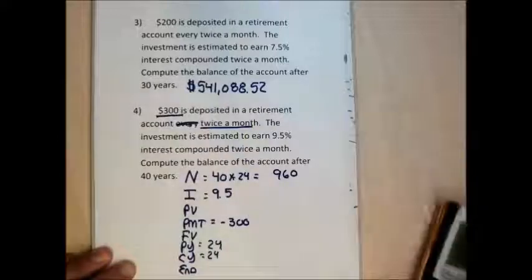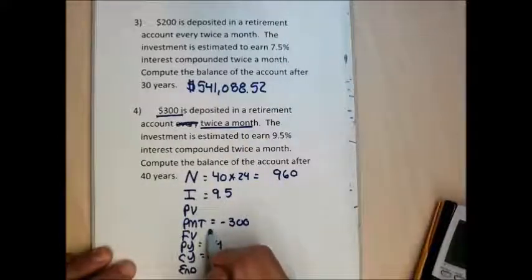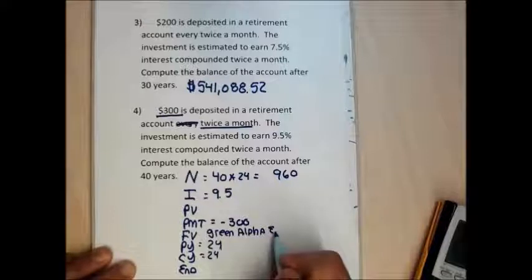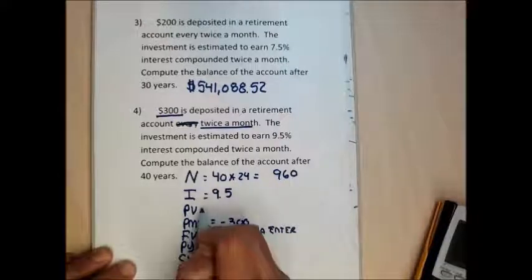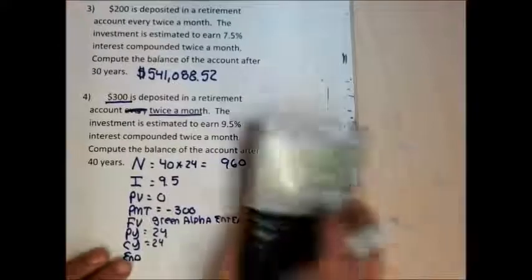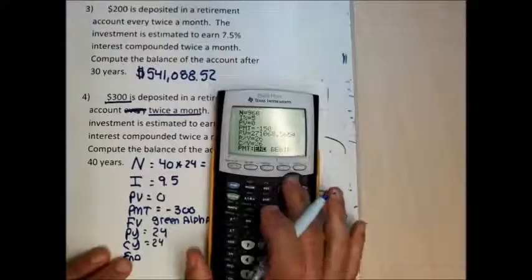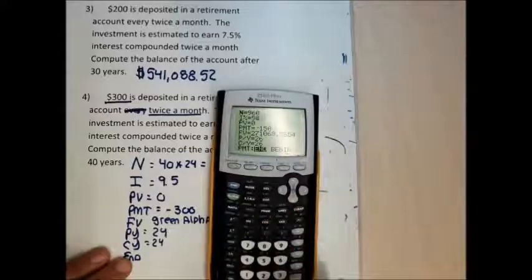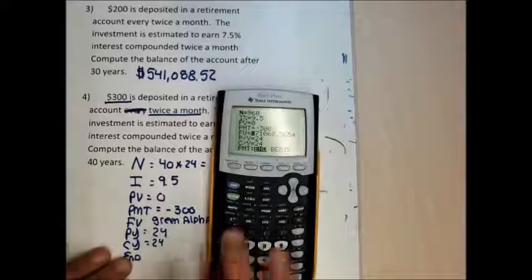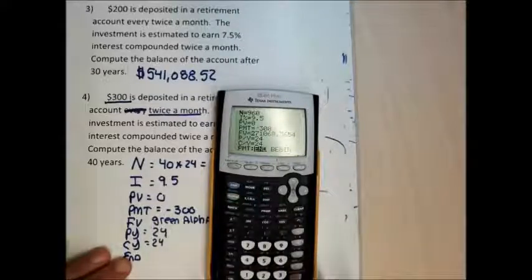Yeah. Again here, I'm going to green alpha and solve this for the future value because I want to know how much money I have in the future. For the PV, I'm going to put 0 because that's any money you would have initially saved up, which I don't have any. So I'm going to type in 40 times 24 for the N, 9.5 for the I, 0 for the PV, negative 300 for the PMT, 24 for the PY and the CY. I'll go up to the FV, hit the green alpha button followed by enter.